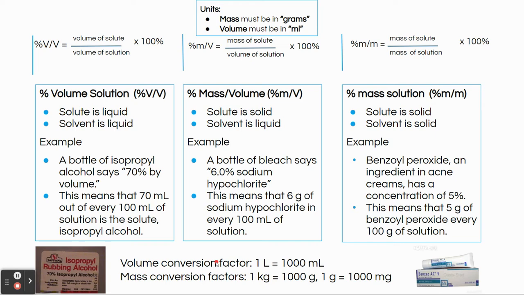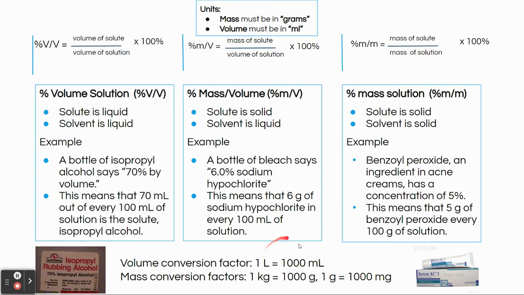Just a few reminders before we go into calculations. You do need to convert sometimes your various units. So remember that 1 liter is 1,000 mils. And remember, you can also have mass conversion factors. So 1 kilogram is 1,000 grams and 1 gram is 1,000 milligrams. So to go from kilogram to grams, for example, you would multiply by 1,000, right? 1 to 1,000 is multiply, and then the reverse is divide. So make sure you review that if you're not 100% sure on how to do your conversions.